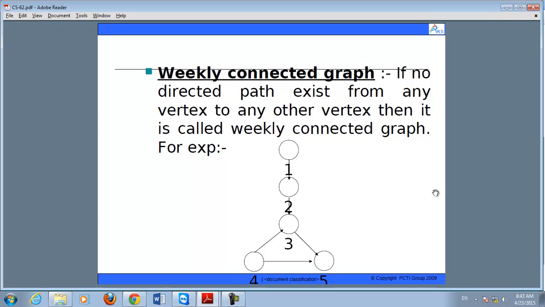Next is the weakly connected graph. This is when a directed path does not exist from every vertex to every other vertex. Like you can see here, there is a path from 1 to 2, 2 to 3, and 3 to 4, but 3 to 5 and 5 to 4, so 3 to 4 doesn't have a path because the arcs have the opposite direction.